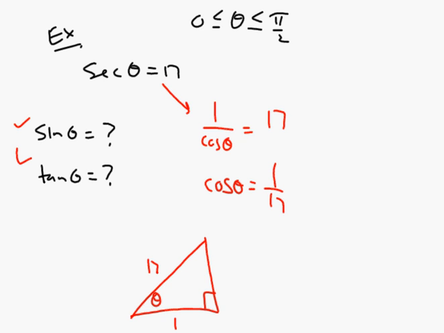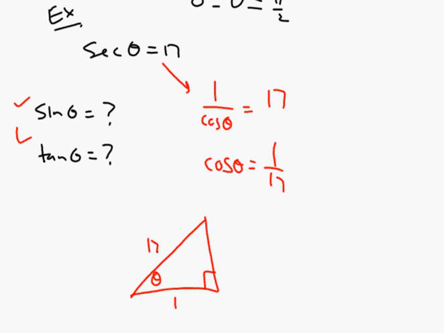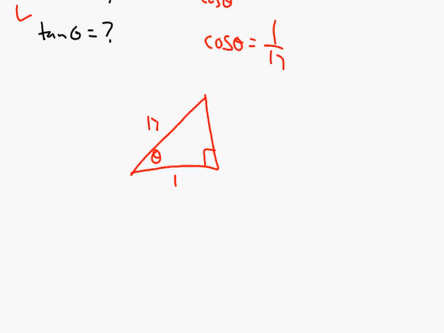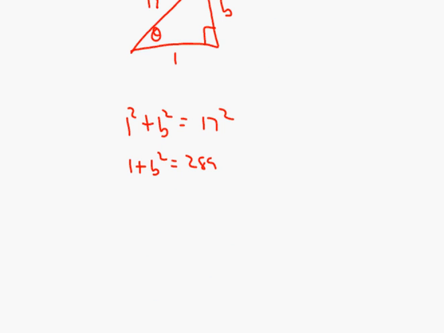Okay? So with a little bit of work, we can get this side, right? Let's call that missing side b. 1 squared plus b squared equals 17 squared. 1 plus b squared equals 289. And then b squared equals 288, or b equals the square root of 288.